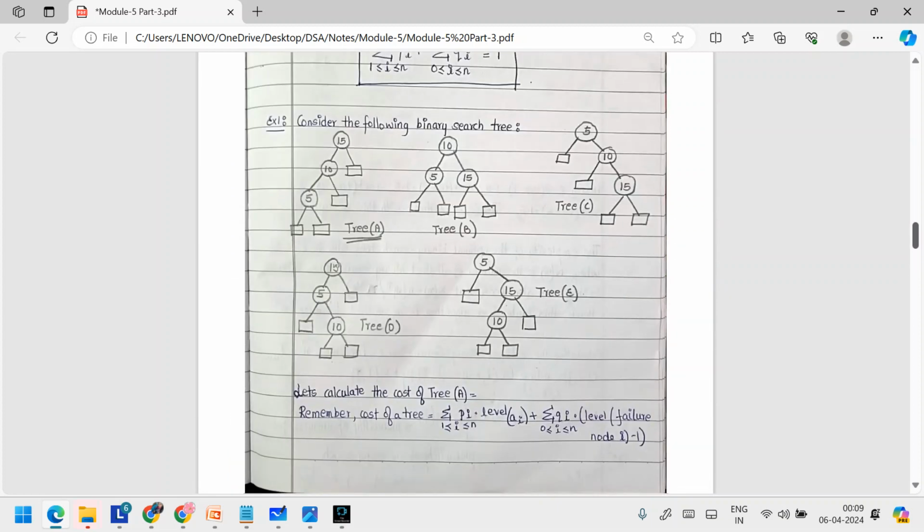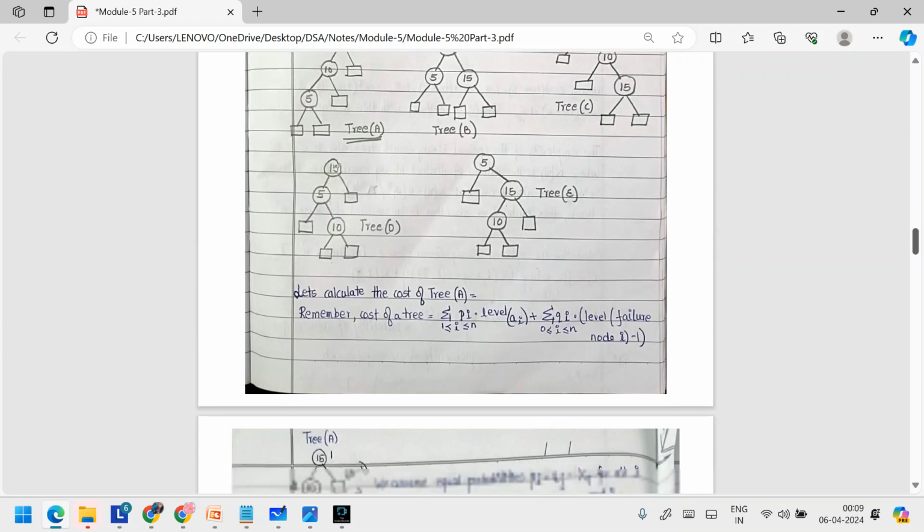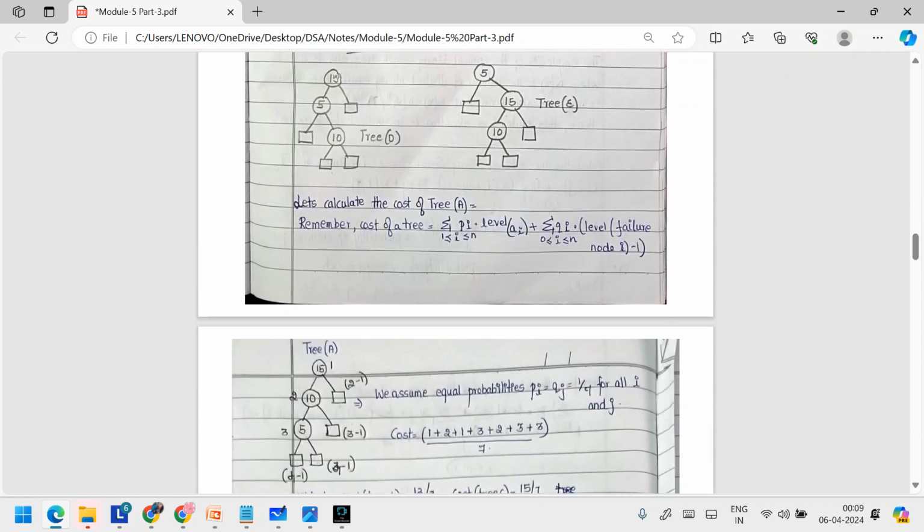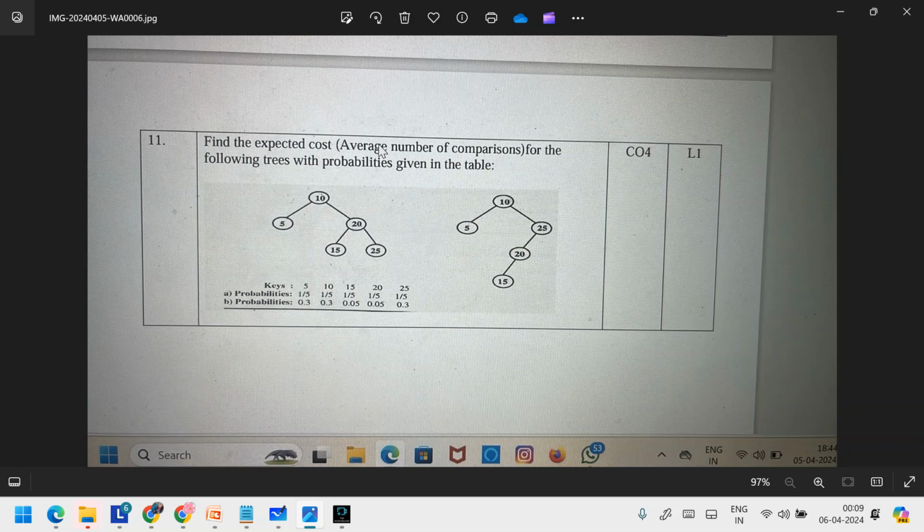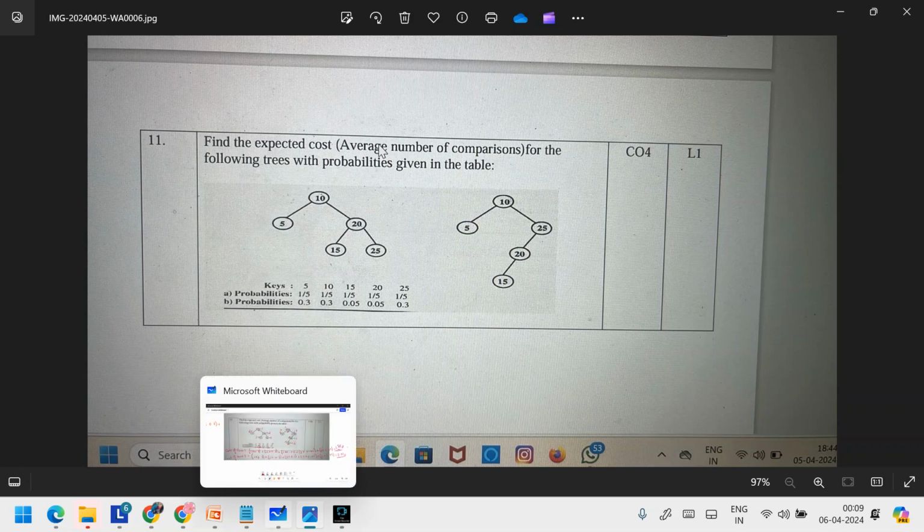Consider the following trees. Let's find the cost. If you have equal cost, then see here it is 1. Then here the probability is 2. Here the probability is 2. Like that. Then we divide it by the total number of elements like this. I hope you have understood. So this is the main problem in that part. It is to find the expected cost. So we do it like this.